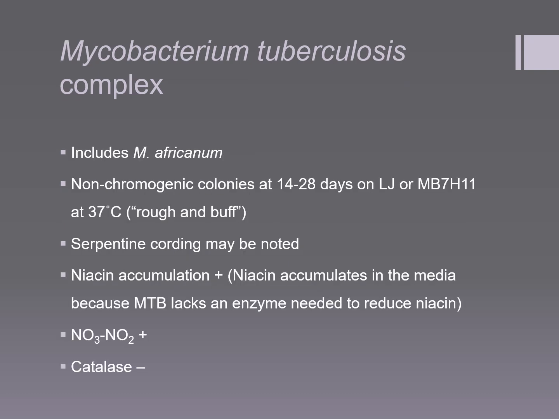Mycobacterium tuberculosis is also a complex, and this complex includes Mycobacterium africanum and other species as well. Non-chromogenic colonies can be seen at 14 to 28 days on Lowenstein-Jensen or Middlebrook 7H11, and they're going to be rough colored. We call this rough and buff. Serpentine cording may be noted with tuberculosis, and the niacin accumulation test is going to be positive. It lacks the enzyme to reduce niacin, and that's why niacin accumulation is positive. It is nitrate reduction positive and catalase negative.